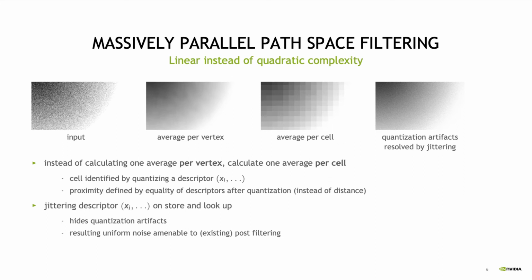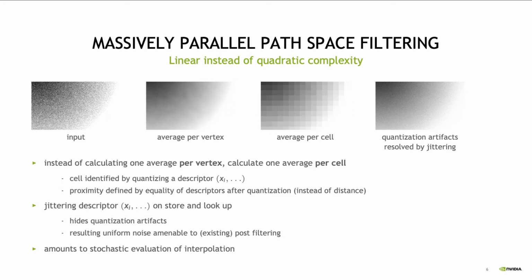Since the grid-like structure imposed by quantization is visually unpleasant, artifacts can be hidden by jittering the descriptor both when storing a value and when looking up the averages. The resulting uniform noise can later be filtered with a much simpler filter if desired. Jittering can also be seen as a stochastic evaluation of interpolation.